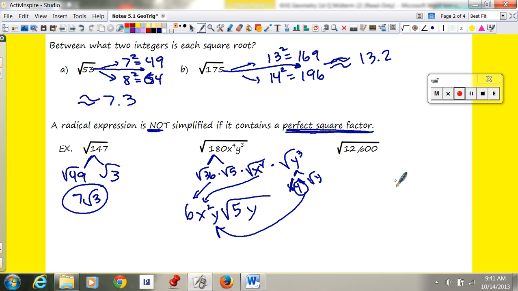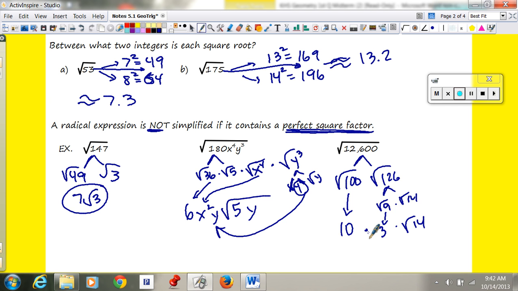So yeah. Last one here, I would probably do 100 first, because that would be an easy one to take out. 100 times 126 would be 12,600. And we know that 100 is a perfect square. It's a 10. But is there another perfect square that can come out of 126? And the answer is yes. 9 times 14. So what's going to come out of that 9? 3, and times radical 14. So I have 10 times 3 out front. So I got 30. 30 times radical 14. So if 30 comes out, what could have actually come out of 12,600?